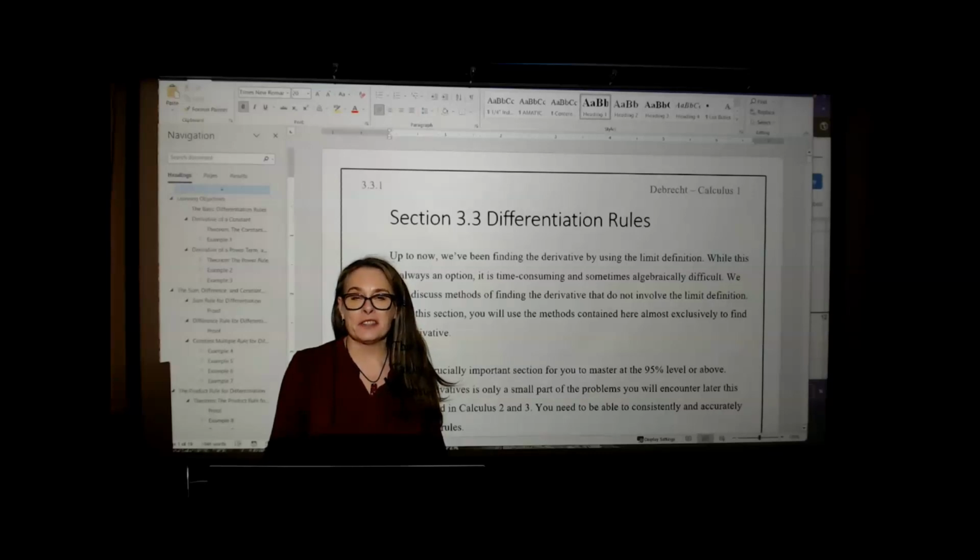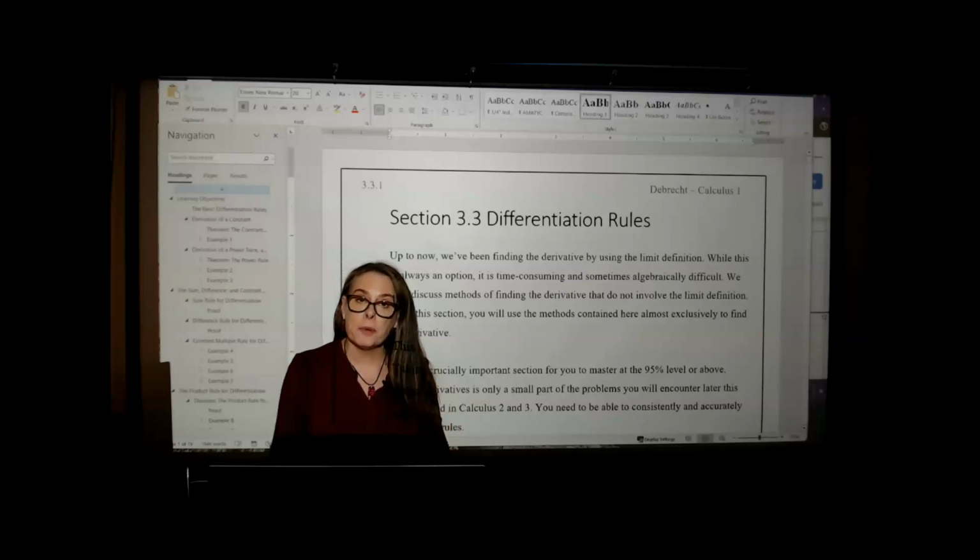We finally made it to the section where we discuss the derivative rules. We've been finding the derivative at a particular point or the derivative function by taking the limit of the difference quotient. Now, this is always an option, but it is time consuming, and there are times when it's algebraically quite difficult. We now turn our attention to the derivative rules, which will allow us to find the derivative either at a point or the derivative function without having to resort to taking the limit of the difference quotient. This will make your life much sweeter.